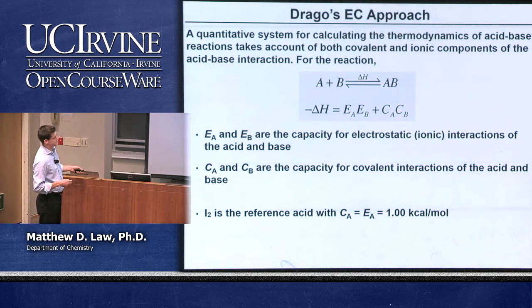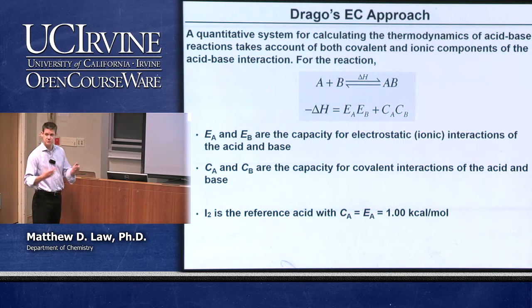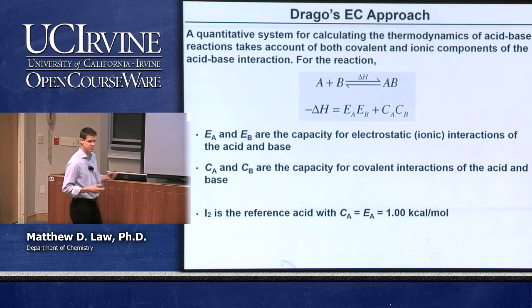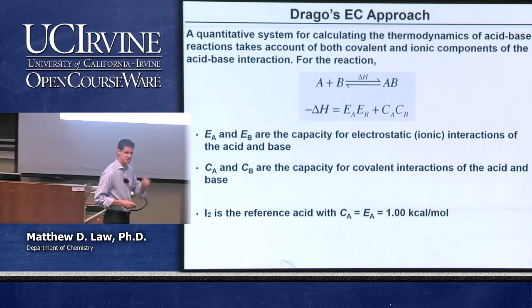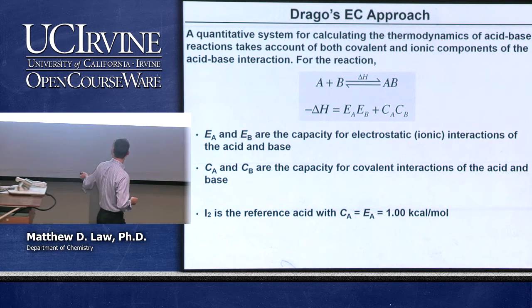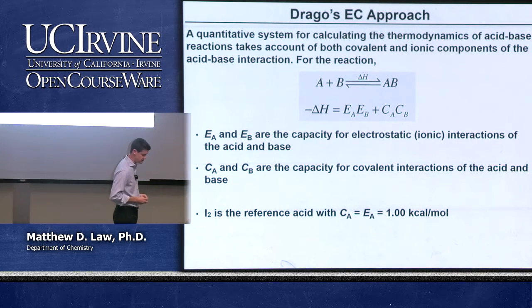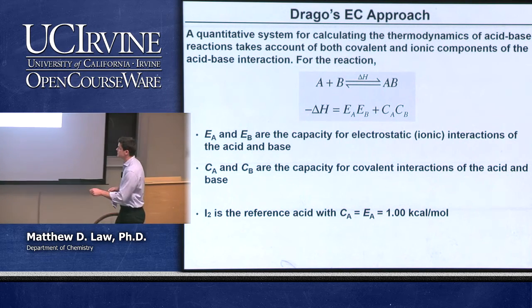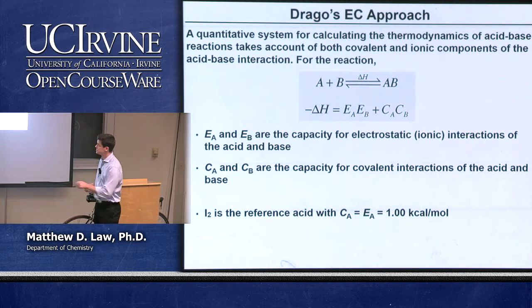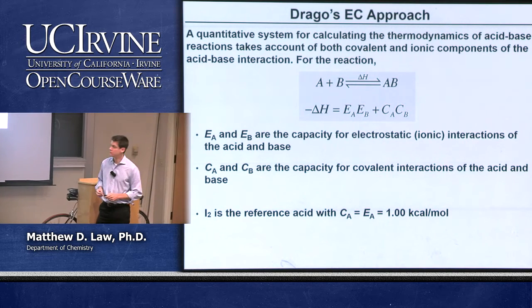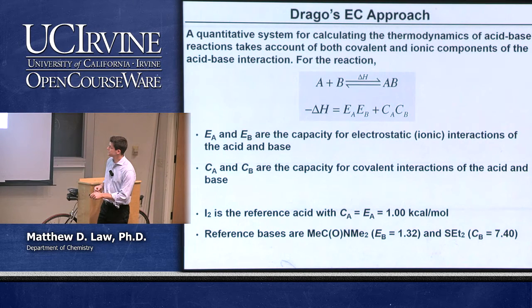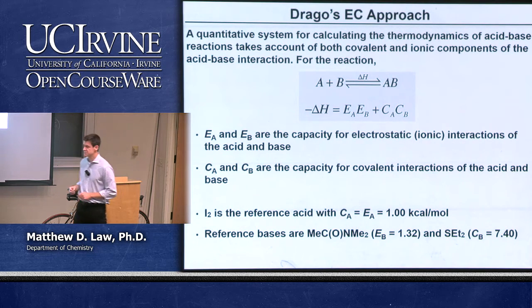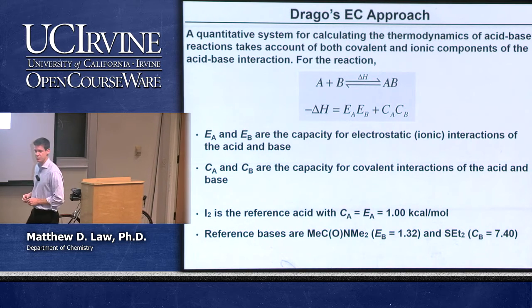This is a potential energy scale, and so there has to be a reference compound because we're typically dealing with non-absolute energies that we need to worry about here. So what was chosen is iodine for the reference acid. And so this has Ca and Ea just equaling 1 kilocalorie per mole. And then there's 2 bases. There's this base here that's given an Eb value of 1.32, and there's diethyl sulfide, which is given a Cb value of something else, 7.4 in this case.